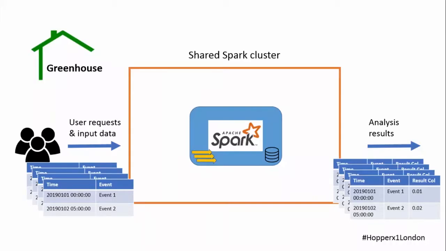Using a persistent Spark cluster with persistent data caches means that Greenhouse can power the analysis of thousands of input tables, making efficient use of our compute and storage resources.